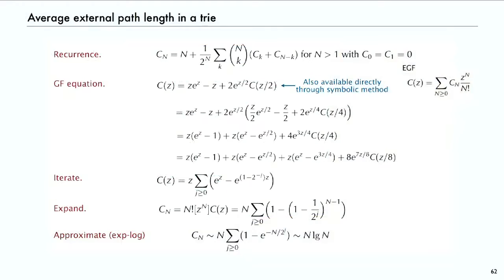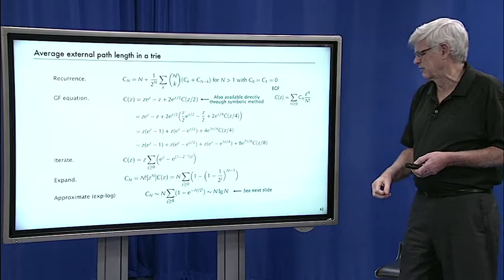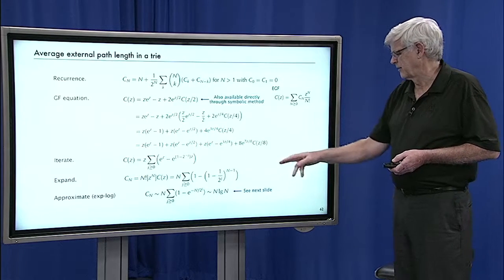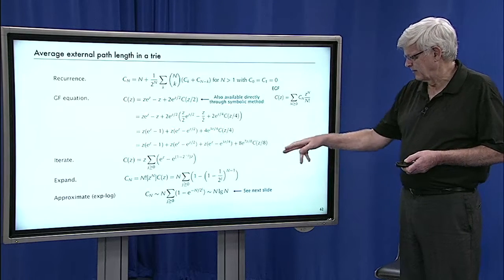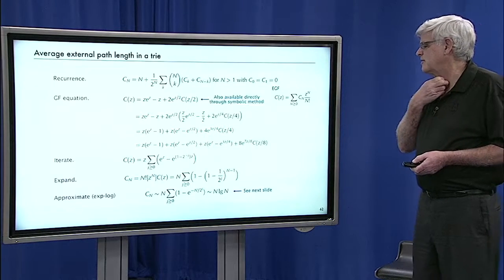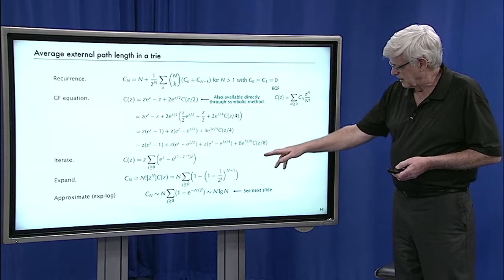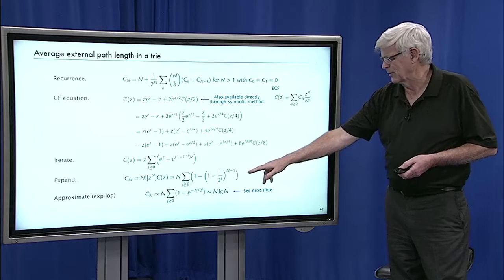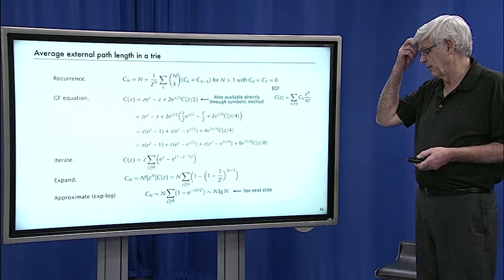What we're going to see on the next slide is, if you use an exp-log approximation, this thing becomes like 1 over 1 minus e to the minus n over 2 to the j. That's not a difficult calculation using exp-log. And on the next slide, we'll show that that's pretty close to n log base 2 of n. So that's the external path length in a trie. This step is not difficult. I didn't mean to skip through it so quickly, but it's not difficult at all to show that with exp-log.